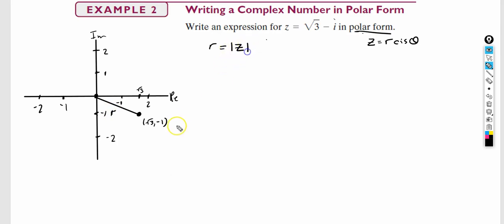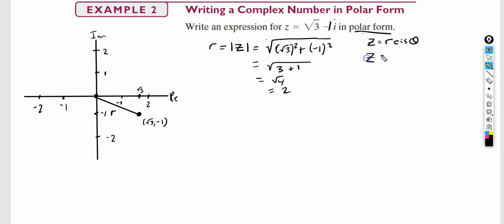R is the same as the modulus of z, which is going to be the square root of the real part squared plus the imaginary part squared. And so the imaginary part squared is -1. So we're going to have square root of 3 plus 1, which is square root of 4, which is 2. So the modulus is 2. So I can refine this. I just need to find theta.